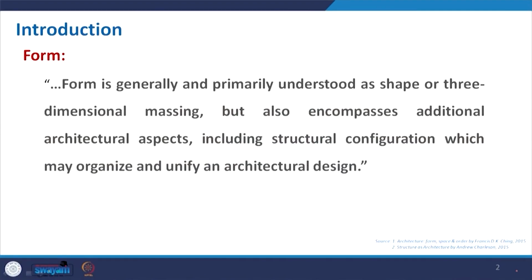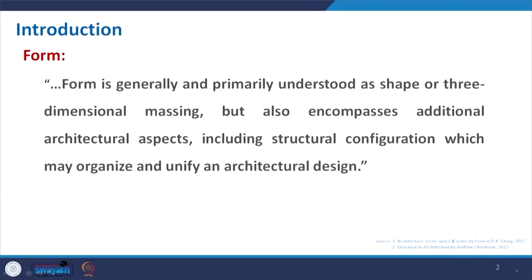Here, again like previous lectures, we just look into the definition. So what is the form? Already we have discussed it. The form is basically the visible object, okay, and we define it with a shape. So it is a definition given by Francis D. K. Ching. So what exactly is it? Let us have a look into this.